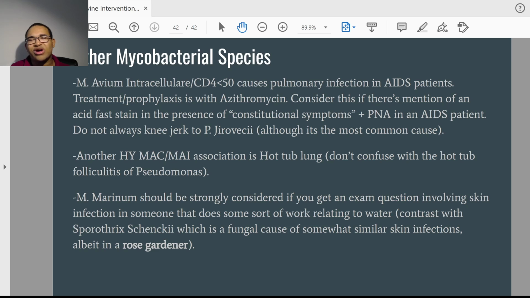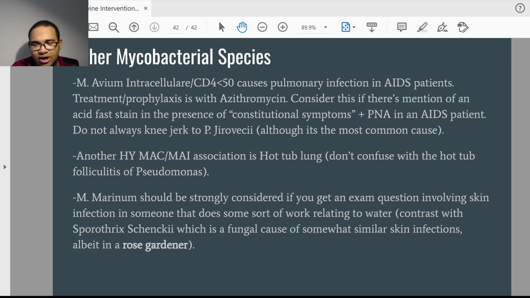And MAC also loves to affect elderly women. It can cause a chronic pulmonary infection in an elderly female. That's a classic presentation as well. And then again, HIV patients, CD4 less than 50. Okay, so please do not confuse hot tub lung that's caused by MAC with hot tub folliculitis that's caused by Pseudomonas aeruginosa, right? And then Mycobacterium marinum, super rare, kind of low yield. But if you see a skin infection in a person that works with water, think about Mycobacterium marinum.